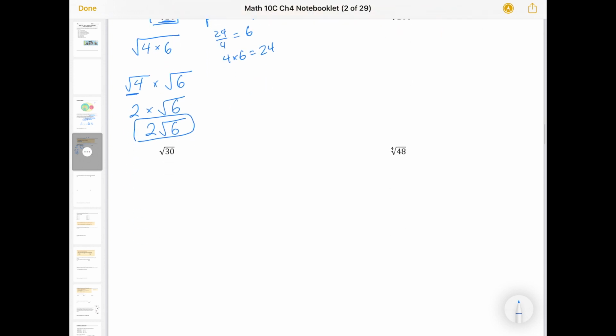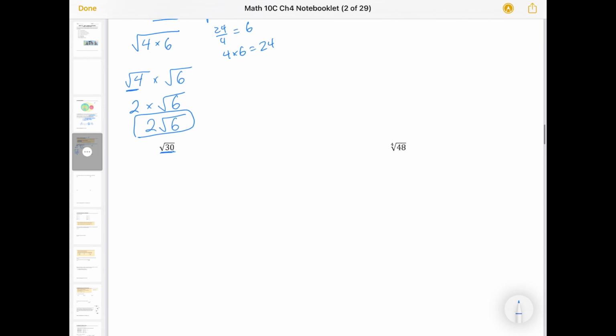Okay, let's keep going. Let's look at 30. Again, it's the square root, so I want to find factors of 30 that are a perfect square. So let's just start with finding factors of 30. So I've got 1 and 30, of course. That's not a very exciting one. 2 and 15.